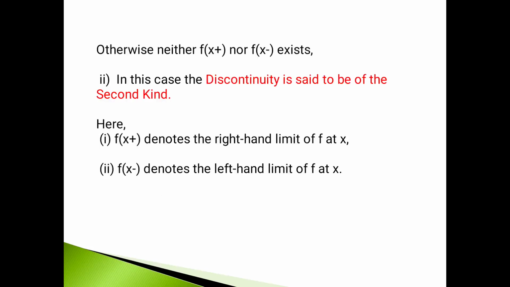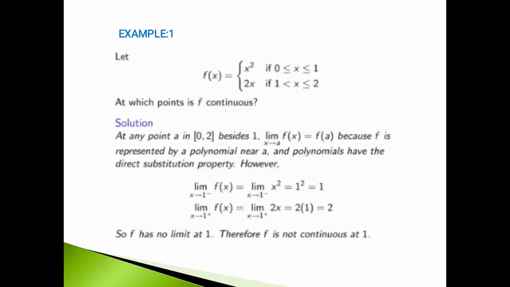Otherwise, neither f of x plus nor f of x minus exists. Second one: in this case, the discontinuity is said to be of the second kind. So these are the two kinds of discontinuity. Here, f of x plus denotes the right hand limit of f at x and f of x minus denotes the left hand limit of f at x.